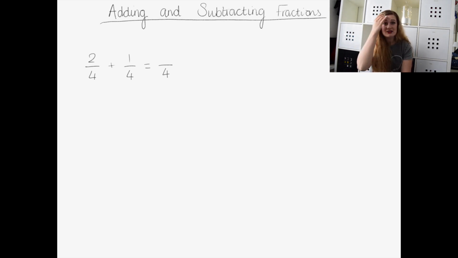Next thing that I need to do is look at my numerator. And with my numerator, I have got 2 and 1. So all I do is add my 2 and my 1 together, and then that gives me 3. So I have 3/4 as my answer.